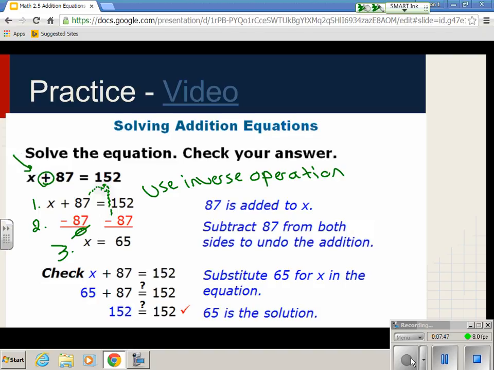Now how do we check to make sure it works? Just like I said in the last problem we did, put 65 in for x in our original problem, and do 65 plus 87. If we get a balanced scale where 152 is on both sides, which we do, you know the correct answer is 65. Make sure you have that written down. Again, if you need to watch this again, please do so.